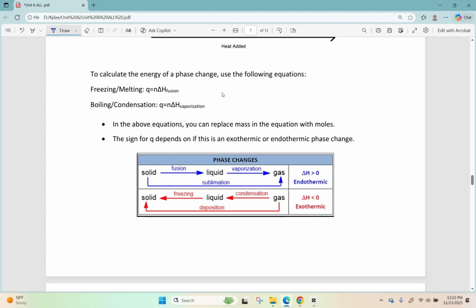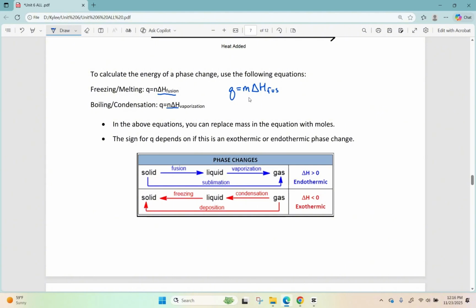For melting and freezing, that uses a constant called the heat of fusion, or delta H of fusion, listed here. N in this equation is referred to moles. And then for boiling and condensing, the constant that we want to use is called the heat of vaporization. We want, again, to point out that N is equal to moles. The other thing that you can do is you can switch out moles for mass in these equations.